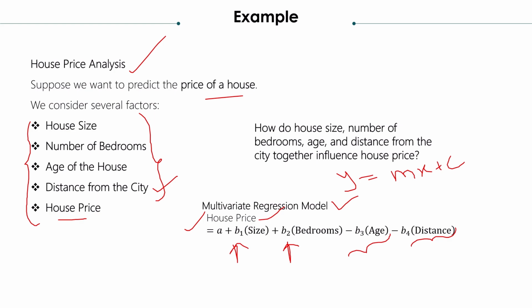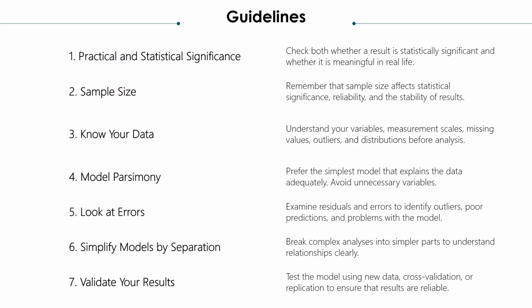Yes. So the next one we are going to talk about is guidelines. When performing multivariate analysis, it is important not only to obtain statistical results but also to understand, evaluate and interpret them correctly. The following guidelines help researchers to make reliable conclusions. We'll see them one by one. The first one is practical and statistical significance. This first guideline checks whether the result is statistically significant as well as practically significant, that is, meaningful in real life.